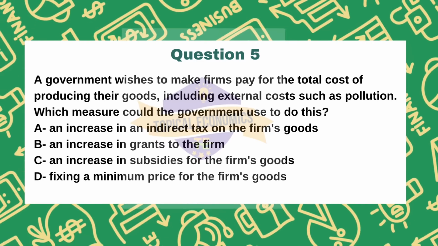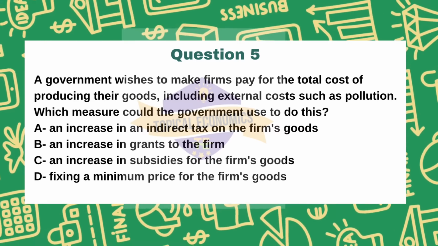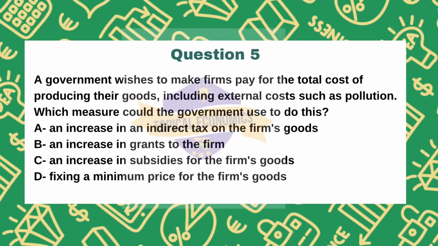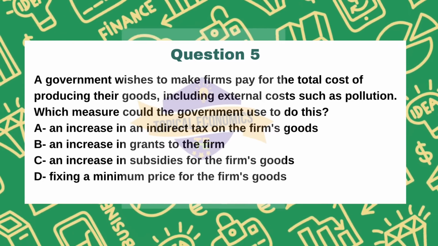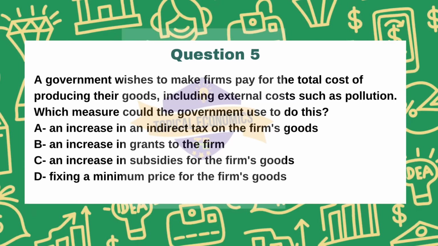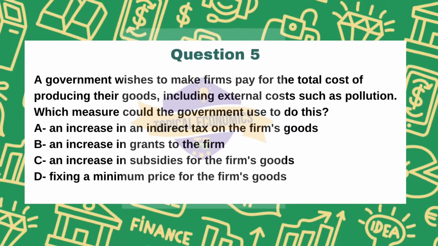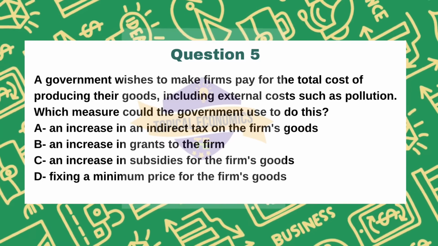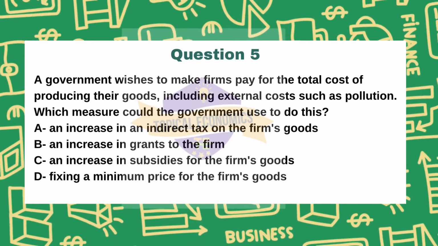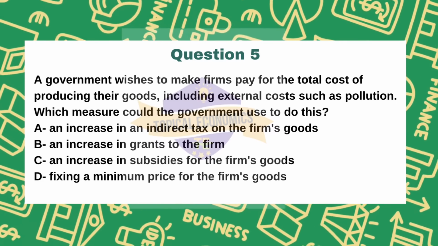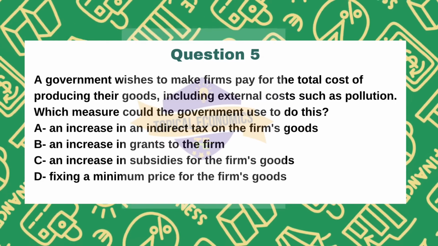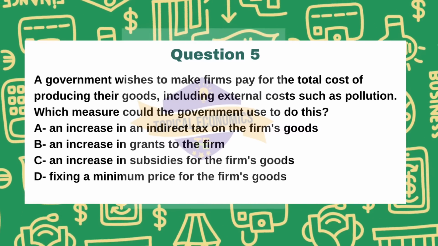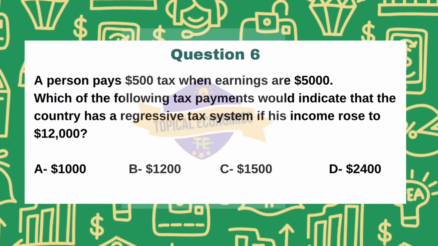Analyzing the other options. Option B, an increase in grants to the firm, would have the opposite effect, as grants provide financial support, reducing the firm's costs rather than increasing them. Option C, an increase in subsidies for the firm's goods. Subsidies lower production costs for firms, encouraging more production and potentially increasing negative externalities. And, for option D, fixing a minimum price for the firm's goods, this measure would not directly address external costs, it would just set a price floor, which could have other economic impacts but wouldn't ensure firms cover the full social cost of production.